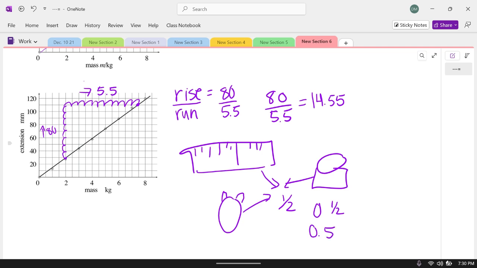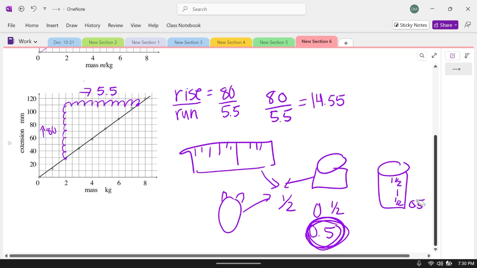In science class, any measurement is going to be in decimal format. You're also going to look at a beaker, and things aren't going to go 1/2, 1, 1.5. They're going to go 0.5, 1, 1.5. Any measurement you're taking in science class is in decimal format.